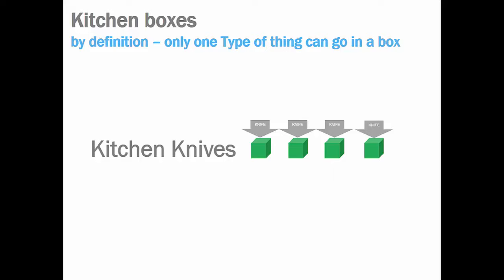And what I'm trying to build here is an array. I'll say it this way: this is an array of kitchen knives. There's 4 elements within the array, or 4 boxes. Okay, got it?